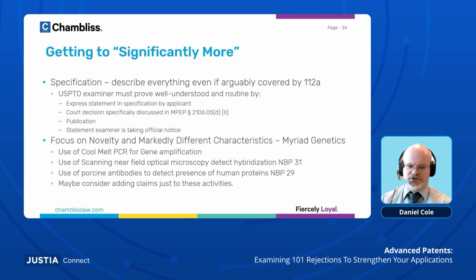Make sure that you focus on the novelty and the markedly different characteristics of what you're doing. Use of cool melt PCR for gene amplification, use of scanning near-field optical microscopy to detect hybridization, use of porcine antibodies to detect presence of human proteins, and maybe consider adding claims just to the activities that are like these. Okay, and you've got the examples there in the MPEP.